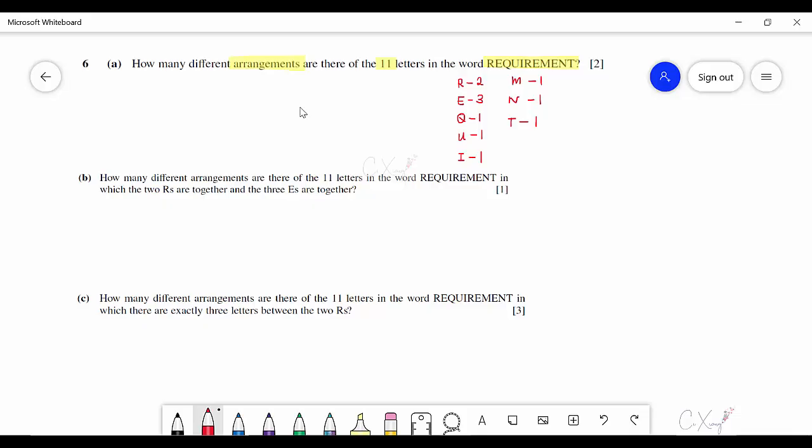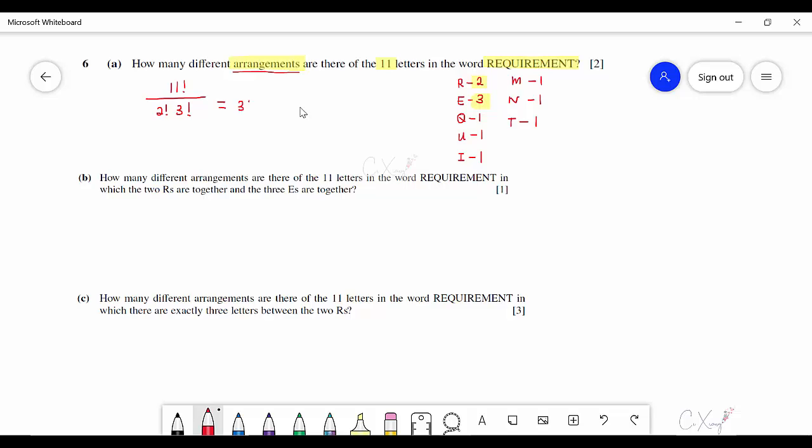Okay, all right. So for arrangement, you want to arrange 11 letters, so it should be 11 factorial or 11P11, divided by... since we have identical letters here, 2 R and 3 E, therefore in our arrangement we need to divide by 2 factorial and also 3 factorial.